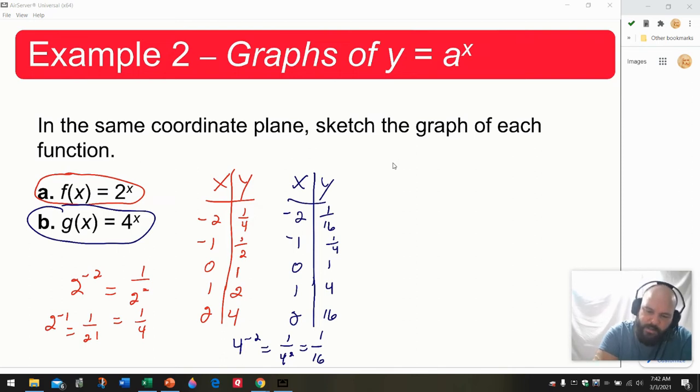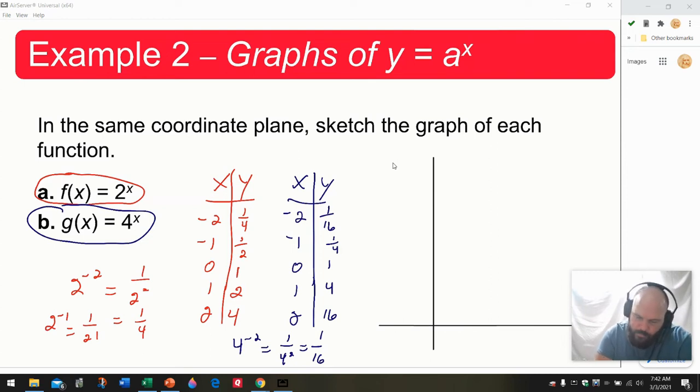So now we're going to go ahead and sketch a graph of both of those. And I'm going to put them on the same coordinate plane just so you can compare what they look like. So there's my coordinate plane. I'm going to go out to 2. I have a -1 here, and -2, and +1, +2. And then I'm going to go up. How much do I want to go up? I don't know that I'm going to go up 16. I'll probably just go up 4.